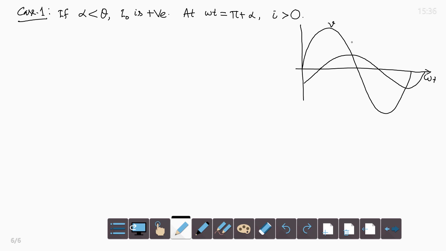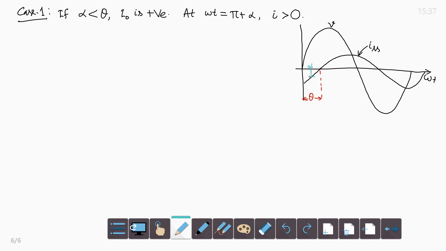This is V, this is the steady state current ISS, and this is the angle theta, and alpha is less than theta. So, this is alpha, where T1 is turned on. At this point, the steady state current is given by the ISS expression.